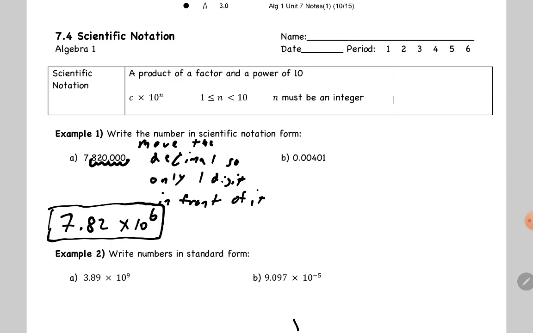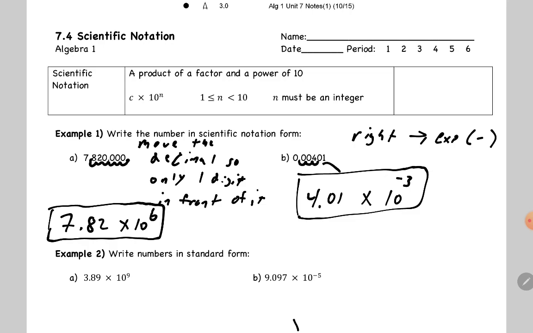So all you have to do is move the decimal place. We're going to move it 1, 2, 3 to the right. So that's 4.01, and we're going to times it by 10 to the... Because we're moving it right, we make our exponent negative. So we move it 1, 2, 3. So 10 to the negative 3. So this is the same as our original.